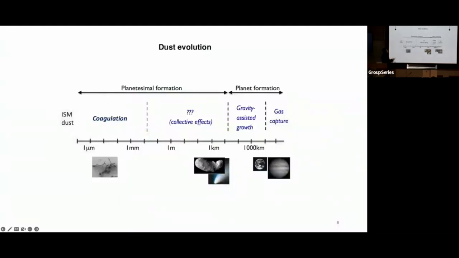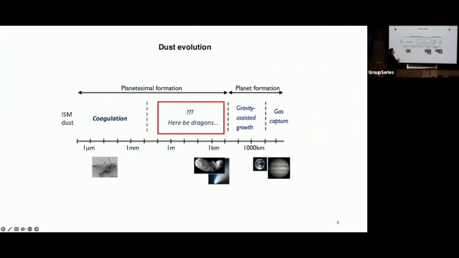Well, of course, we know a little bit more than that. If you start from the micron-sized grains that you find in the ISM, you can grow them by coagulation, hit-and-stick mechanisms, up to millimeters, centimeters in size. And if these objects grow beyond kilometer size, gravity comes to assist. If they get very, very big, they accrete gas from the nebula and become gas giant planets like Jupiter.